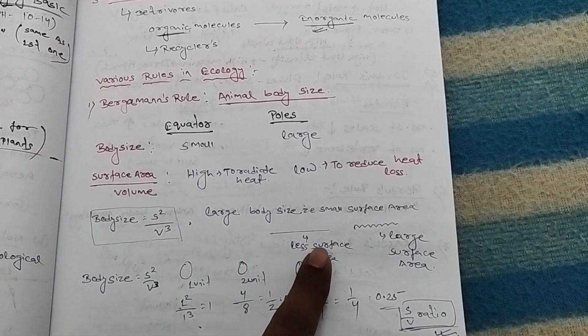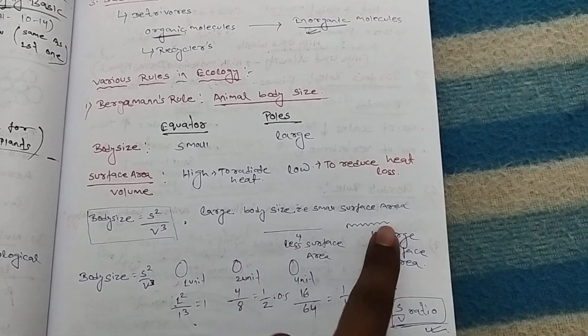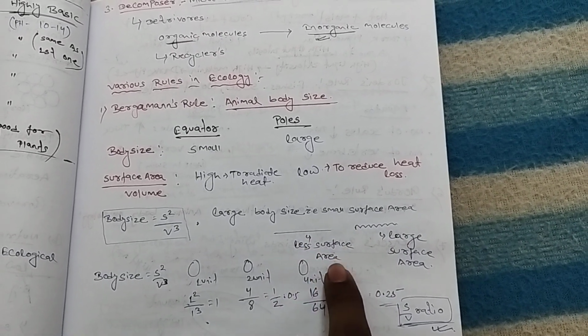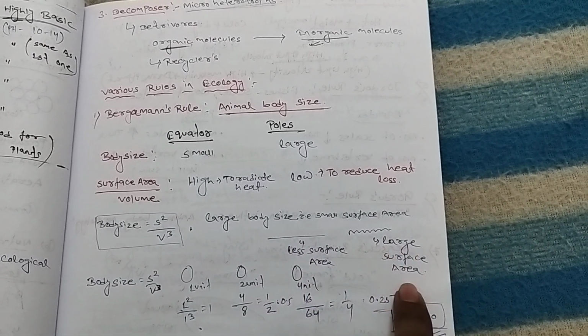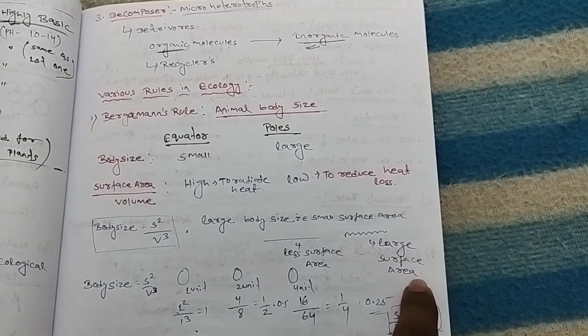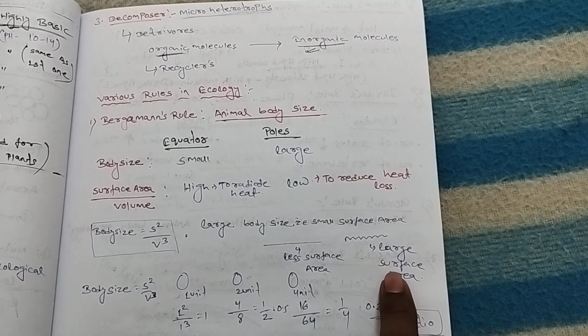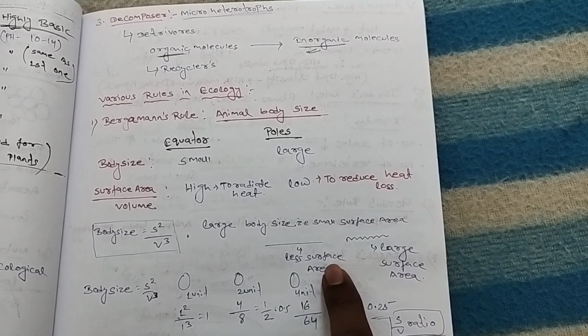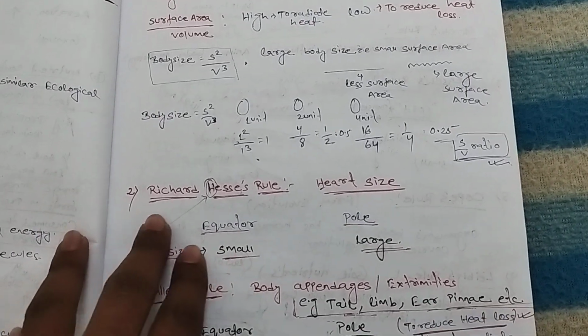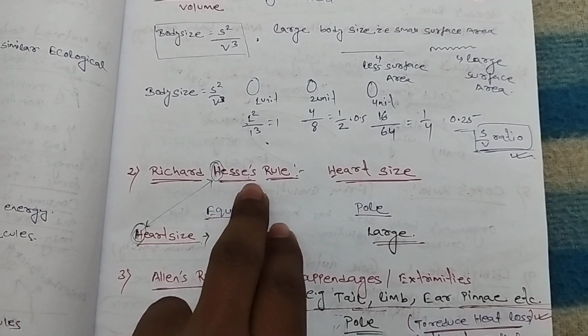As you can see in this figure, both the lines are of similar size, but one has a less surface area, and the other has a large surface area. The animal body which has a large surface area will radiate more heat than the animal which has less surface area. And then come to the second rule, that is the Rensch rule.